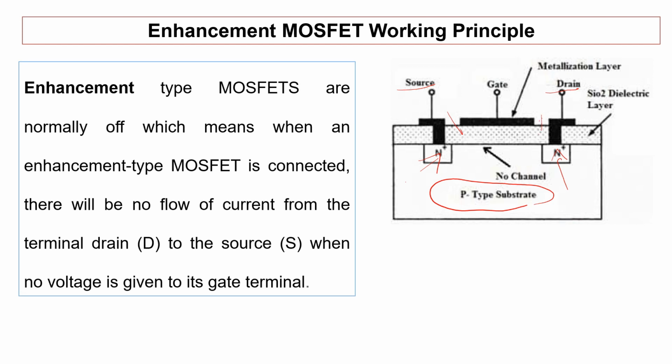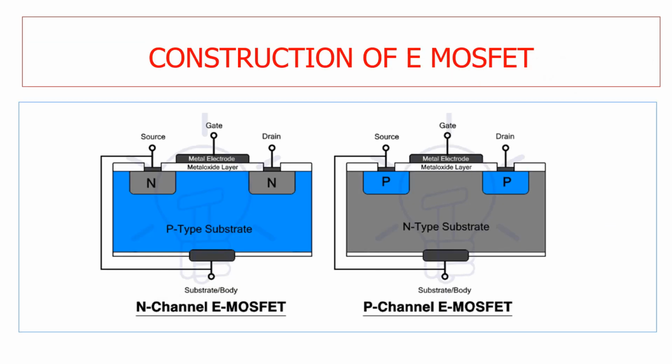Next, the source and drain terminals are connected through metallic contacts. These are your metallic contacts, with the two N doped regions. But the enhancement MOSFET does not contain a diffused channel. Here there is no channel between the source and drain. So this is the construction part. The gate is insulated by the silicon dioxide layer, and the gate metallization is mounted on top of it. So this is about the construction of the MOSFET.